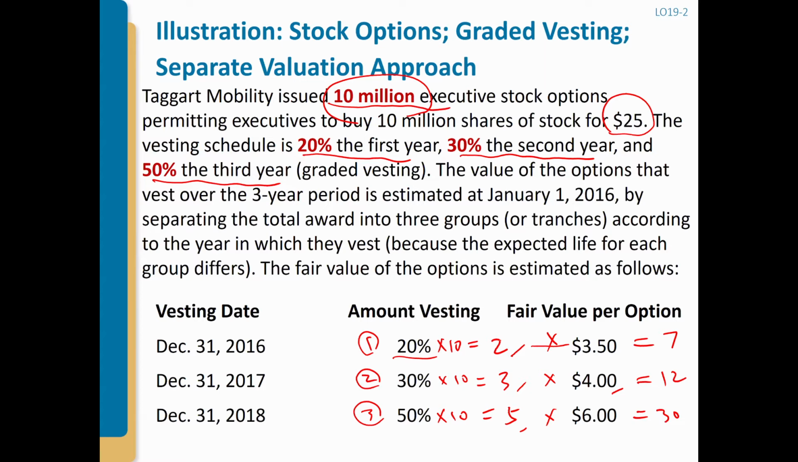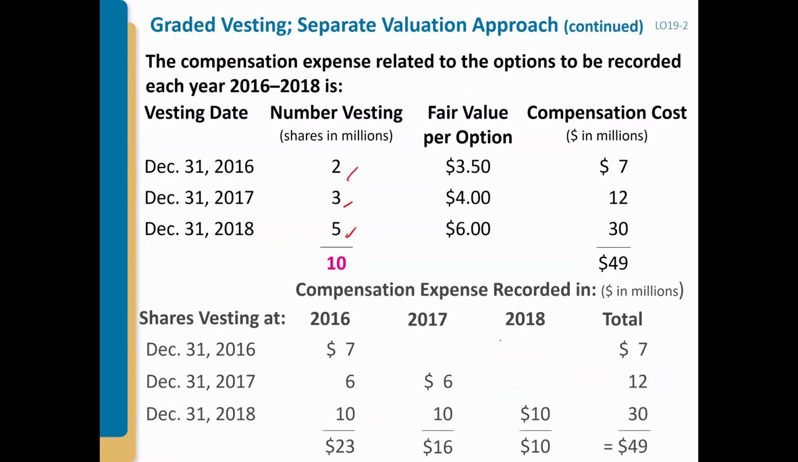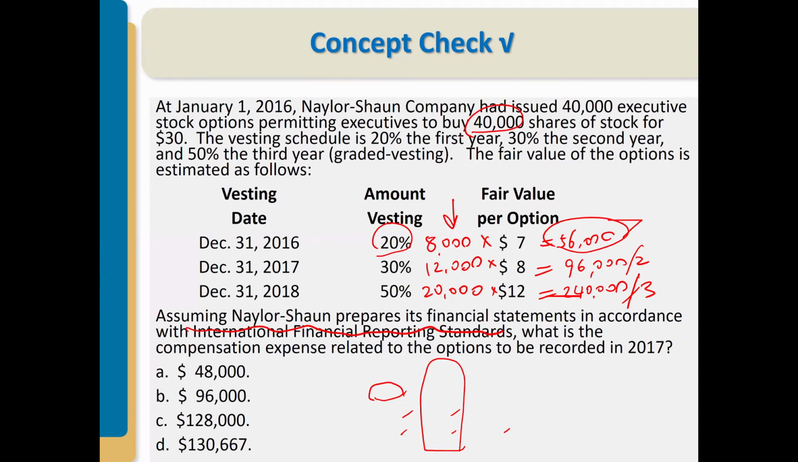The example is 40,000 shares. That's why 20% times 40,000, you got 8,000. 30% times 40,000, you got 12,000. 50% times 40,000, you got 20,000. That's exactly the same. So then the number of vesting should be 96 divided by 8.